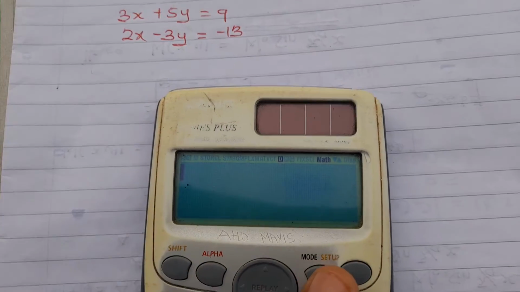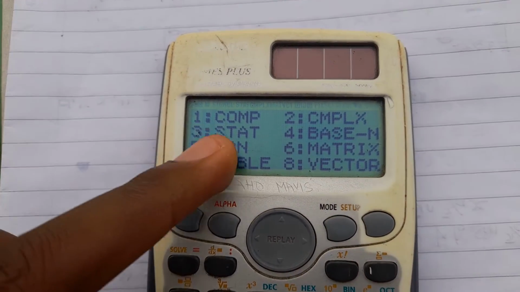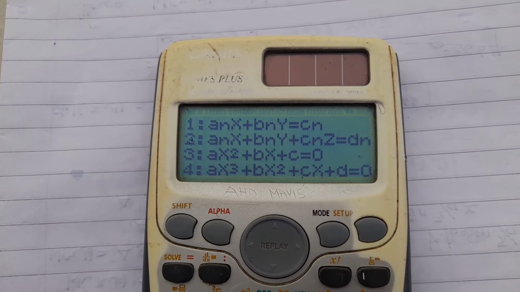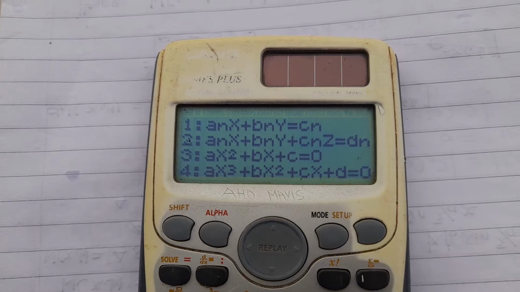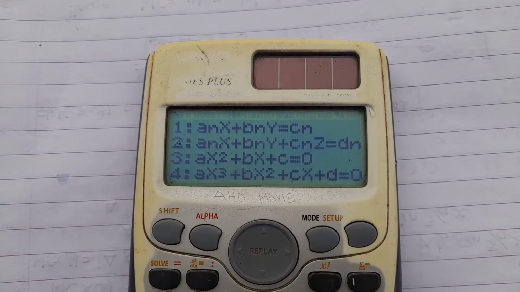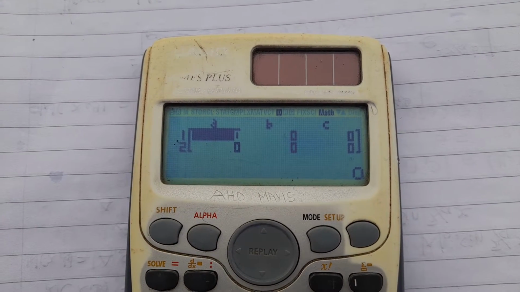You go to mode on your calculator, this mode. Then you see the 5 represents equation. So you press 5. Then the first one is simultaneous equations in 2 unknowns. So you select that one, you press 1. You have a format like this.